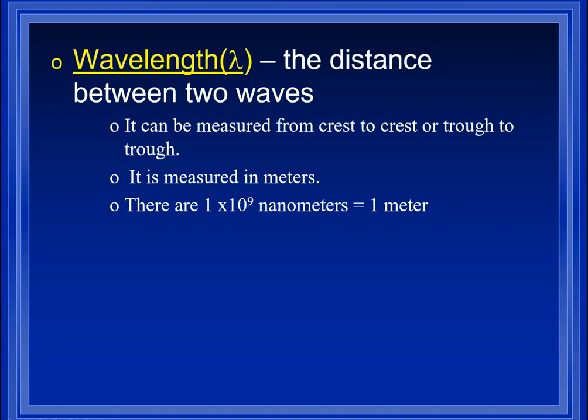We already said that wavelength is the distance between two waves, either from the top to the top, which is crest to crest, or from the bottom to the bottom, which is trough to trough. Okay, and that's measured in the units of meters. Actually our little instruments in lab measure them in nanometers because they're so small. So we're going to have to do some converting from nanometers to meters, and we've been working on dimensional analysis, and nano means 9, so there are 1 times 10 to the 9th nanometers in 1 meter.